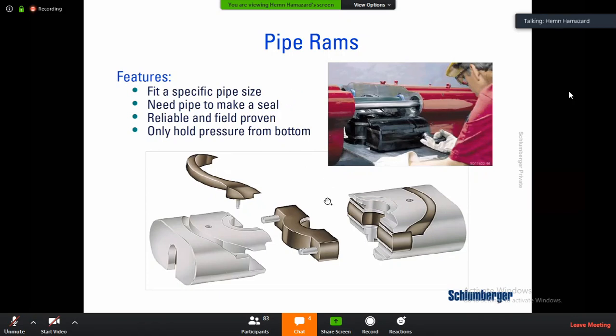The pipe rams: the pipe ram is basically one of the BOP components. You can use the pipe rams only around a specific pipe size. For example, if this is a 5-inch pipe ram, you can close your well if you have gas, or shut in your well, only around the 5-inch OD, nothing else. You cannot close the pipe ram around different sizes of ODs.